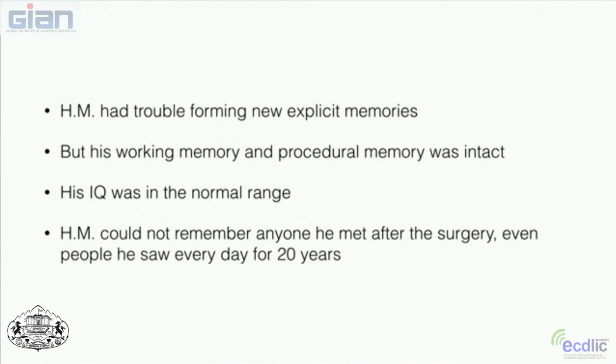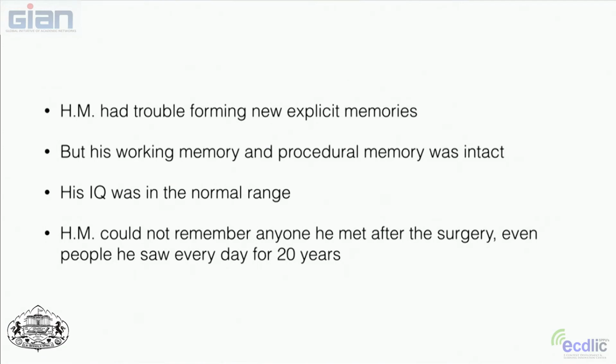HM had trouble forming new explicit memories. These are memories which you can consciously bring to the surface. So for example, I know that France is north of Spain. HM would be able to tell me that after I told him that, but he would not be able to remember it long term unless he already knew it prior to the accident. That's working memory. So if I was to tell him 5 digits, 7, 9, 6, 3, 4, he would be able to recall those digits to me.